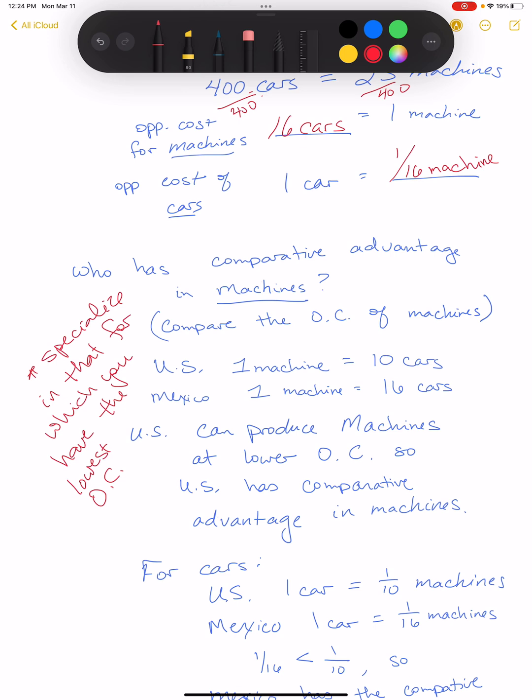Okay, so for example, if we were looking at machines, for the United States, the opportunity cost of one machine is 10 cars. For Mexico, the opportunity cost of one machine is 16 cars. So you've got to compare like to like here, right? This one machine and one machine. So I'm comparing one machine in the U.S. to one machine in Mexico. In the U.S., to produce one machine means we have to produce 10 fewer cars. In Mexico, to produce one machine, we'd have to produce 16 fewer cars. So the United States can produce machines at the lower opportunity cost, and as a result, the U.S. has comparative advantage in machines. So the United States should specialize in machines.